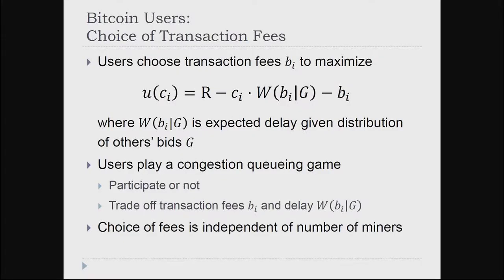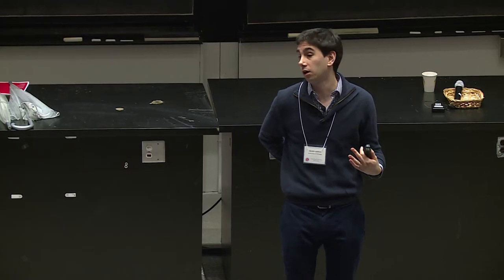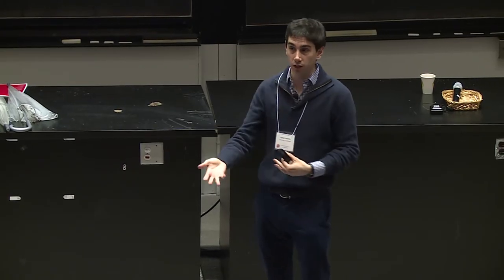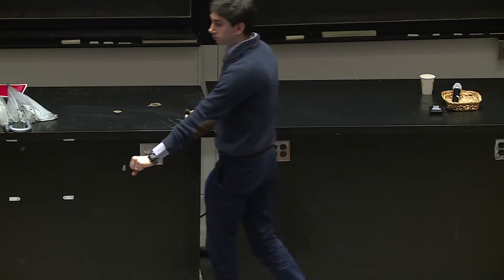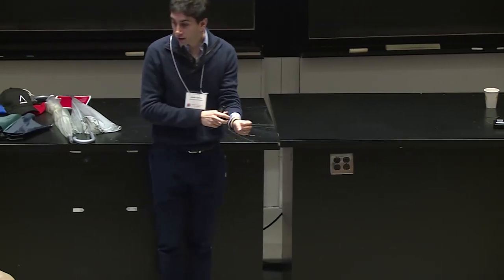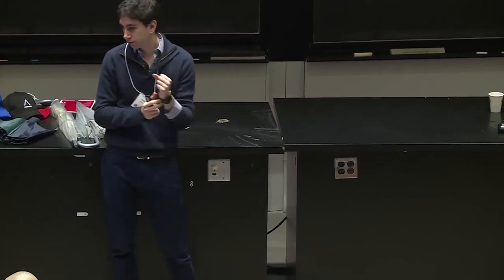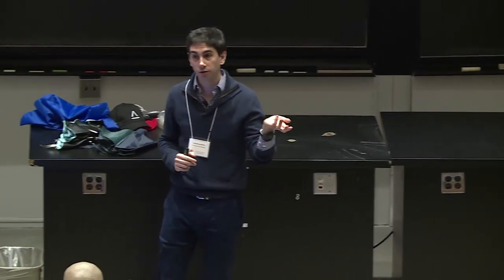The reward R minus how much they pay in delay, minus how much they pay in transaction fees. And also, they need to decide whether they want to participate or not. If this entire thing is negative, they don't want to participate. So assuming that they want to participate, they need to trade off how much I pay versus how much delay I get.